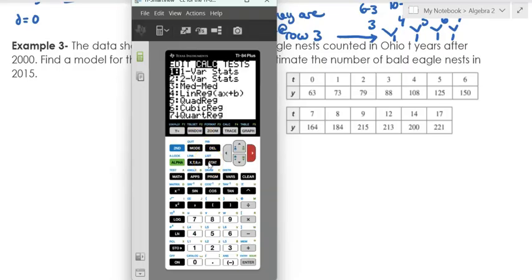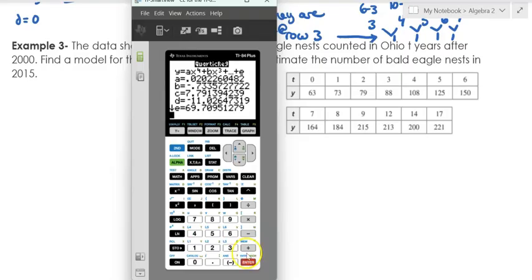So let's do this again. Go to stat, go over to calc. This time let's try the quartic regression because I'm not sure which one it is. Hit enter on it. Go down to calculate. And we're going to have to scroll down to see its r squared value. Its r squared value is 0.987. So that has a better r squared value. What that tells me is that it is quartic. And that's how I can tell between the two if it's too close to tell.